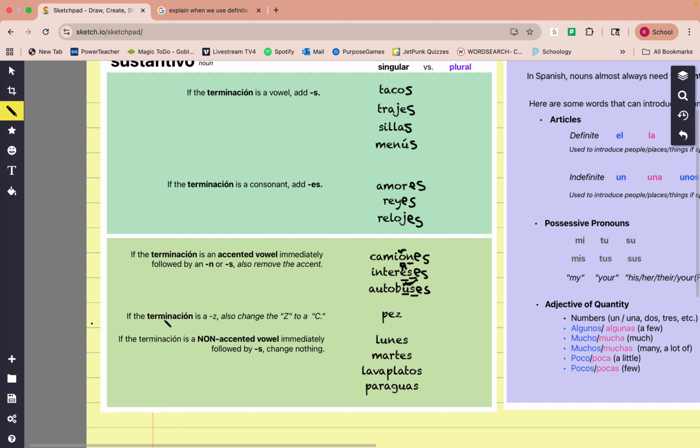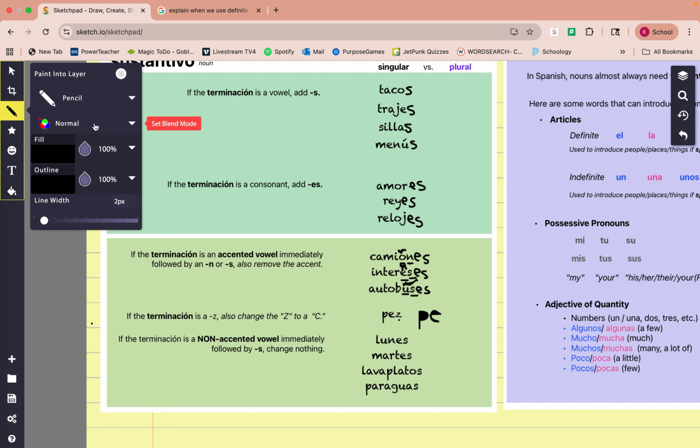Another specific situation is if the terminación is the letter zeta, we also have to change the Z to a C. So let me look at this word. It ends in a Z, which I know from the earlier rule is a consonant, so the way that I can make it plural is by adding ES. But because of this specific rule, oh no, I also have to change the Z to a C. No, it doesn't want to work. What is happening?